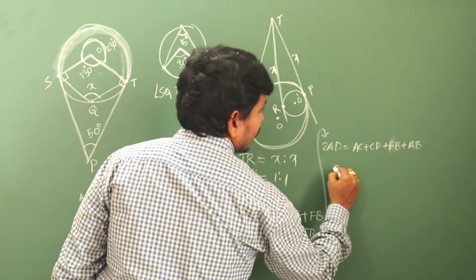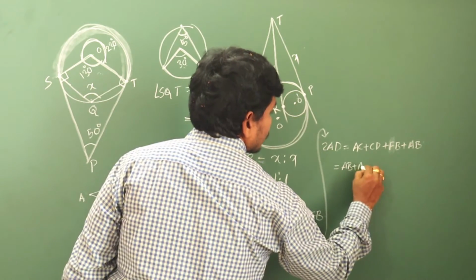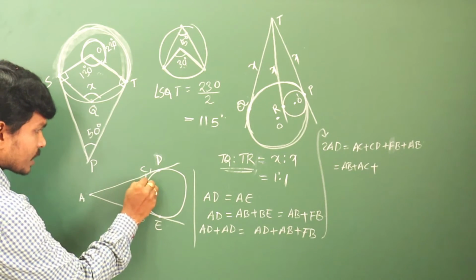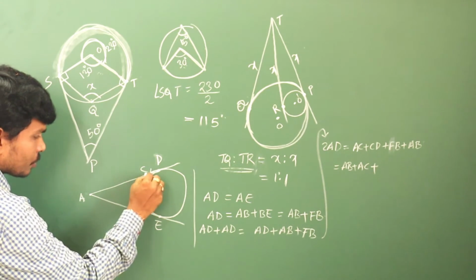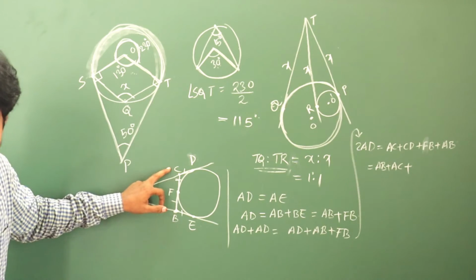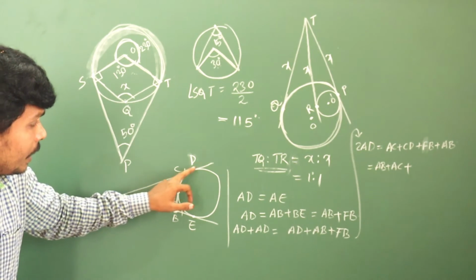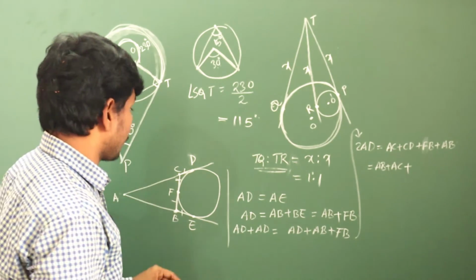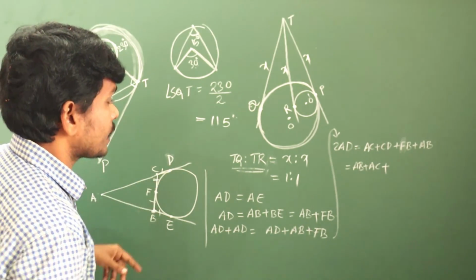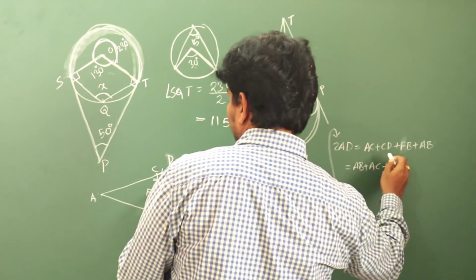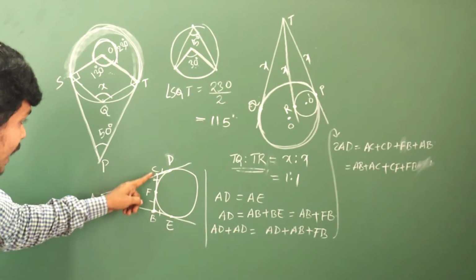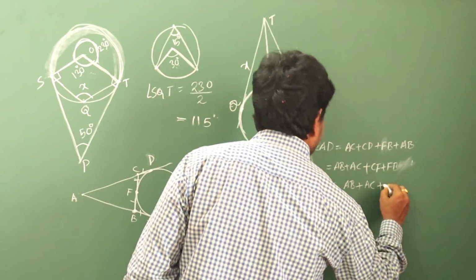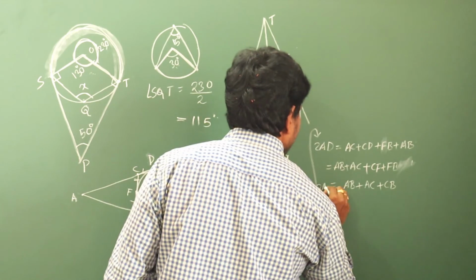Observe here. This AB I am writing here as AB plus AC, two sides of the triangle. And here observe this CD is equal to CF, because C is an external point. So that's why from C these two lengths of the tangents are equal. So in place of CD, where is CD? This is CD, no? In place of CD we can express CF. CF plus FB value, how much? AB plus AC plus CB. This is 2 times AD.